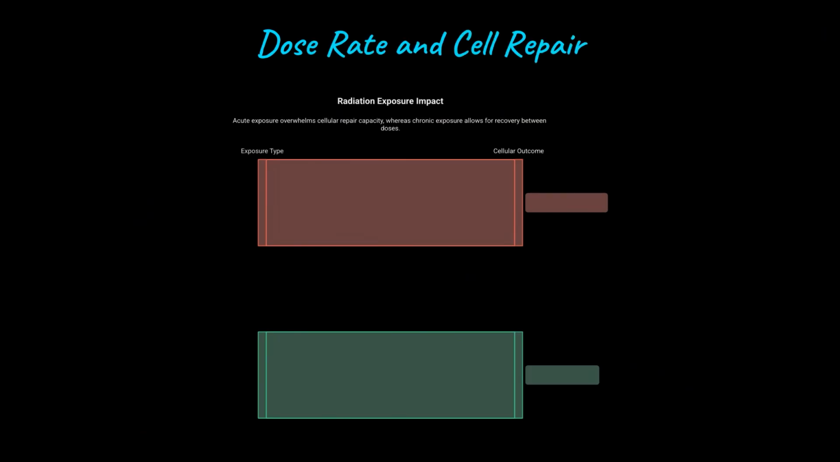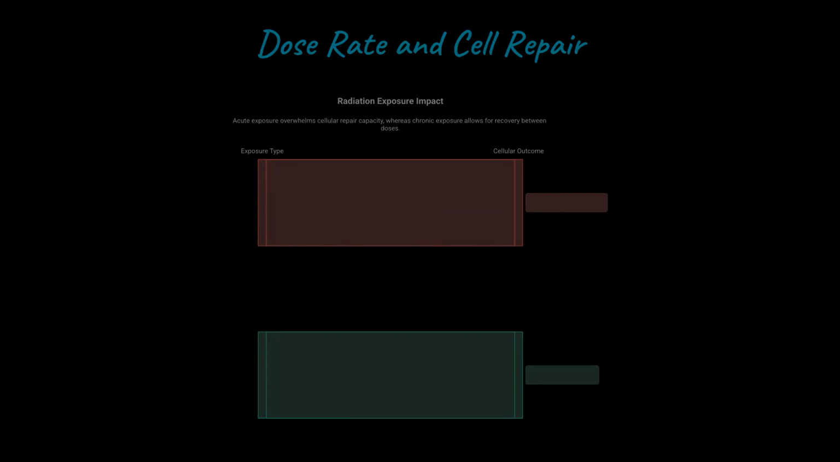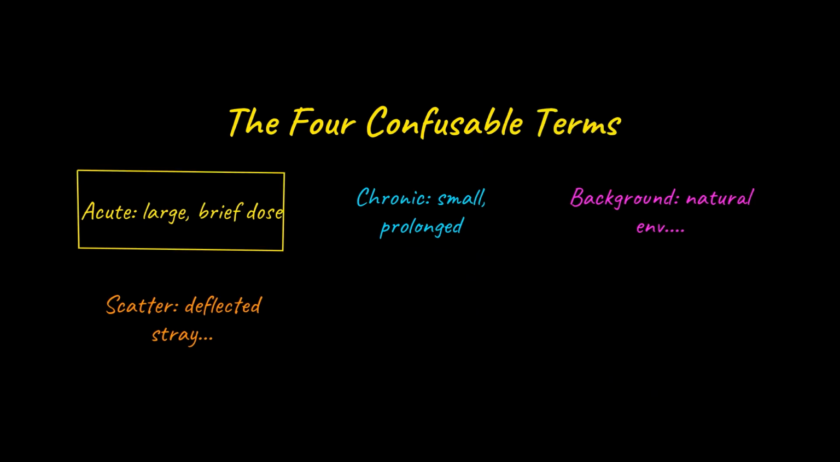Because so many cells are damaged simultaneously, effects like radiation sickness can appear soon after. The biological difference comes down to repair. In acute exposure, the damage arrives faster than tissues can recover, driving immediate injury. In chronic exposure, small doses spread over time allow ongoing repair, so the concern shifts to long-term statistical risk rather than sudden illness. Exam questions often pair acute exposure with three confusable terms.